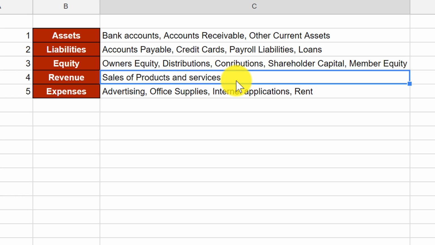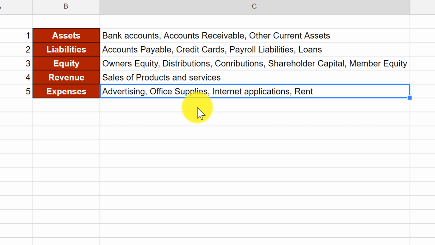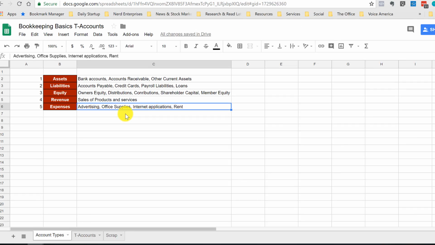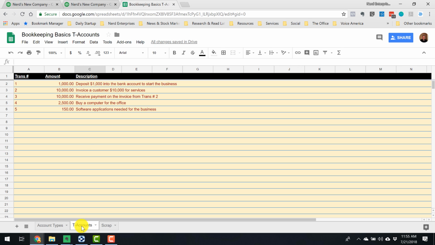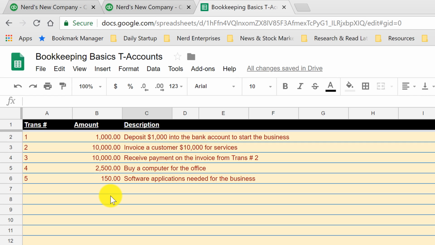And then, of course, revenue, like I said before, sales of products and services, and expenses, just some examples: advertising, office supplies, internet applications, rent, those sorts of things, right? So when you go to school for accounting, the very first thing you learn pretty much in your first semester is how to use T accounts to describe transactions.